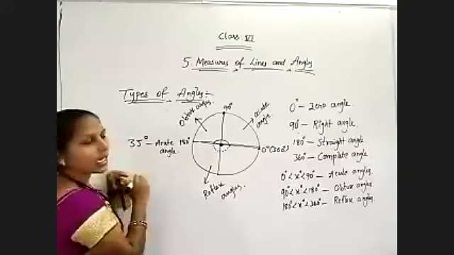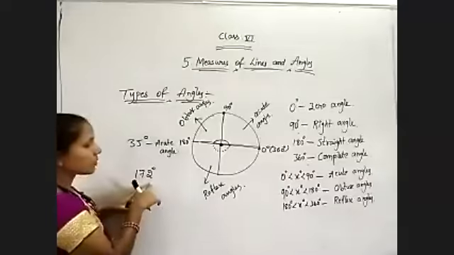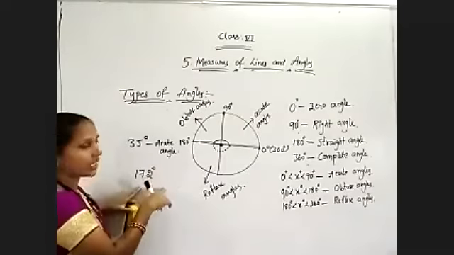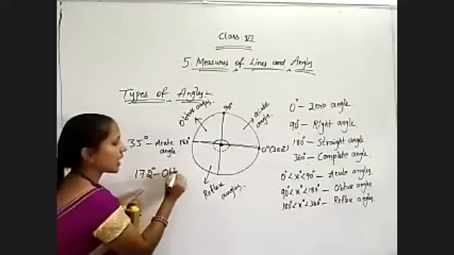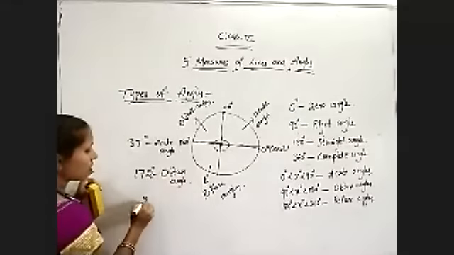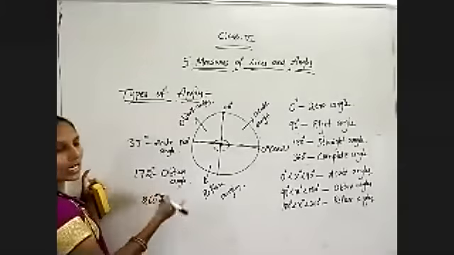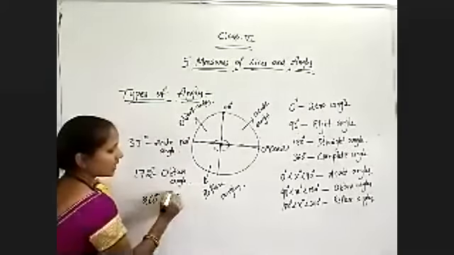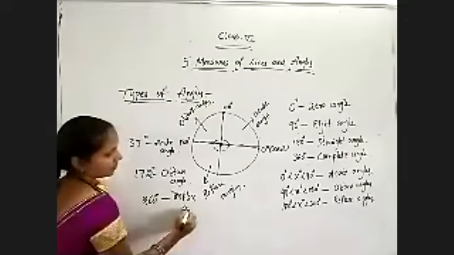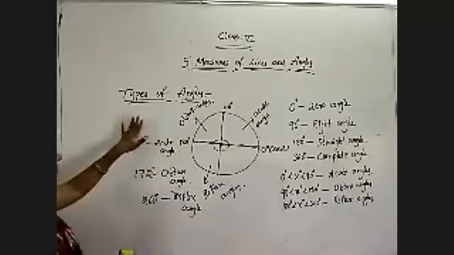Okay, if I have 172 degrees, 172 is between 90 and 180, so it is an obtuse angle. And 260 degrees, 260 is more than 180 and less than 360, so it is a reflex angle. Okay, so this is about the types of angles.